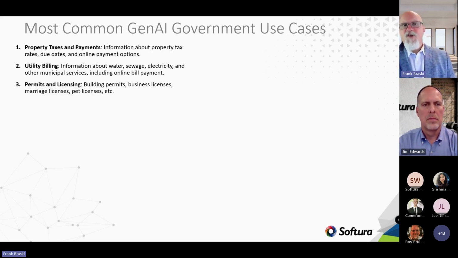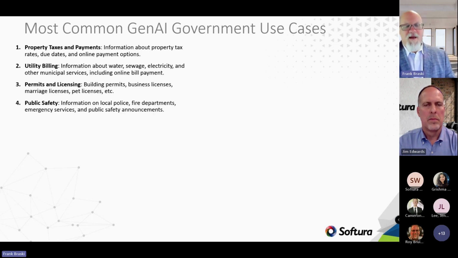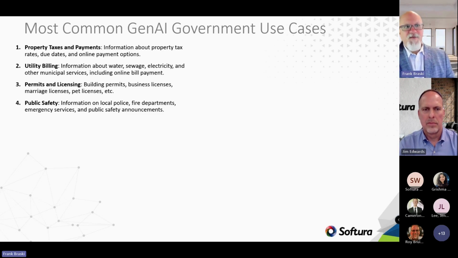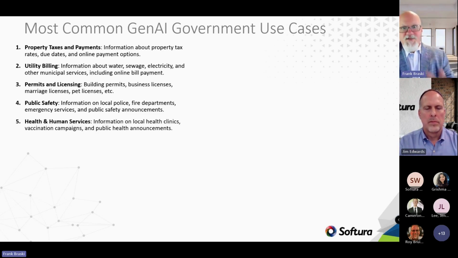Being able to go out and understand what kinds of permits or licensing you might need, as well as issuing them, from pet licenses to marriage licenses, whatnot. Public safety is its own other thing, from police to fire to EMS, to proactive alerts and notifications to citizens for services. That's a huge area of interest. And these are, by the way, not in any particular order. They're just as we have gone through and been talking with customers and organizations about what their services are.